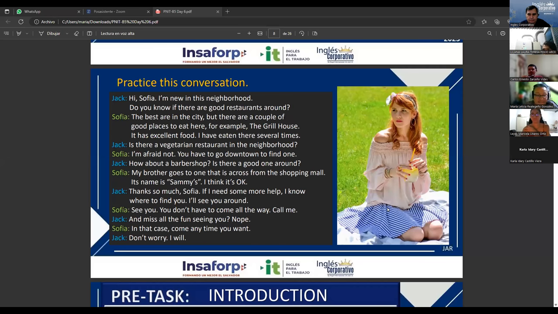Hi, Sophia. I'm new in this neighborhood. Do you know if there are good restaurants around? The best are in the city, but there are a couple of good places to eat here. For example, the Grill House. It has excellent food. I have eaten there several times.